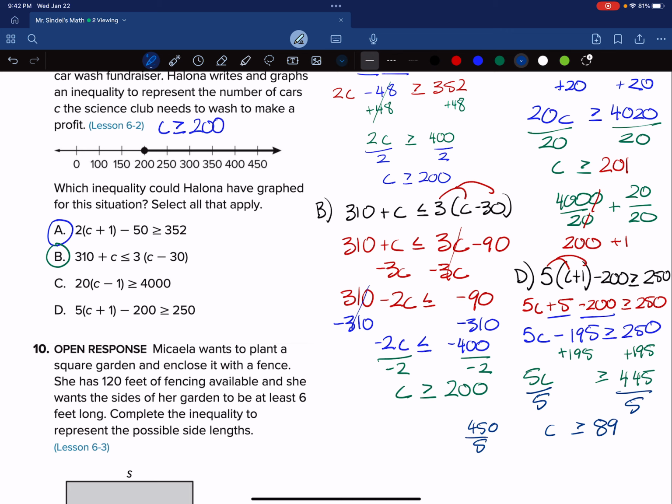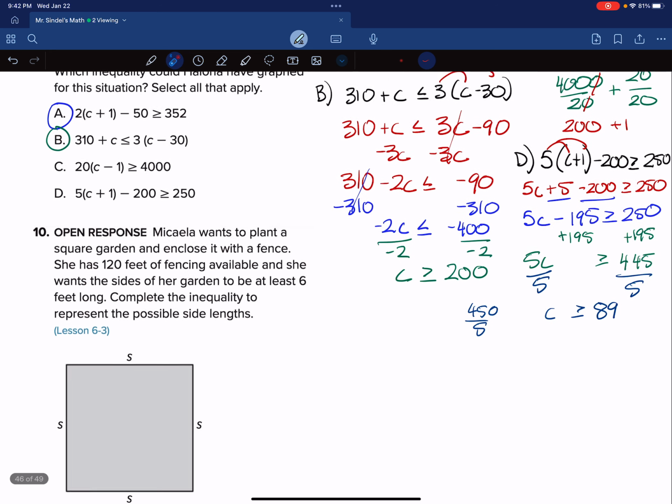And I have no idea how that is even close to what that is. Not even close. So the correct answer is A and B. Whew, big problem because there are lots of problems within it.